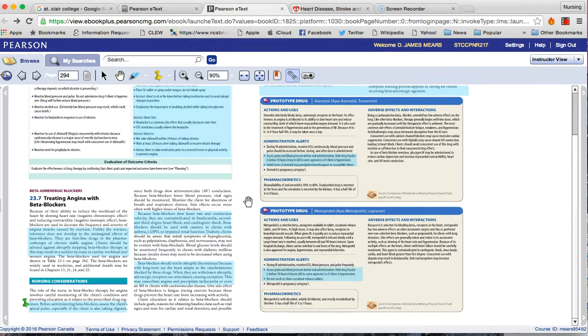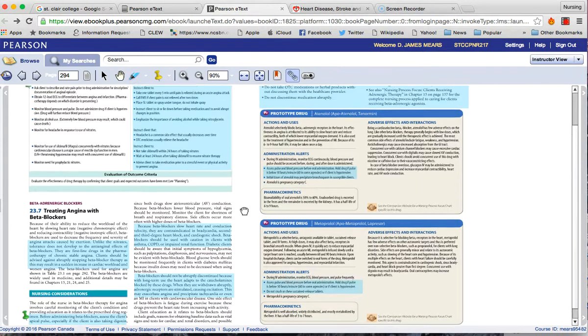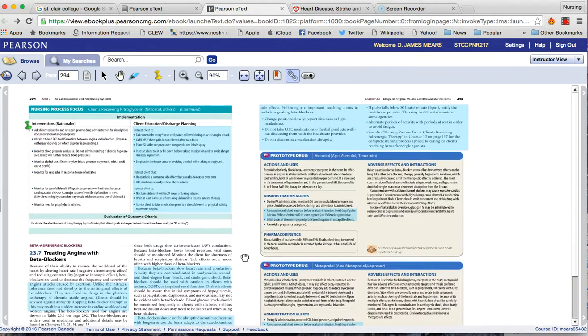Just remember, it's blocking the sympathetic nervous system. So when you're running away from the tiger and your heart's just pounding, if we block that effect, then your heart rate's going to slow and your blood pressure is going to drop. And it's going to decrease the workload on the heart. And we've got, again, an emphasis on these bullets. Educate your clients to change their position slowly because, again, you've slowed down their heart rate and lowered their blood pressure. Changing positions can cause orthostatic hypotension.